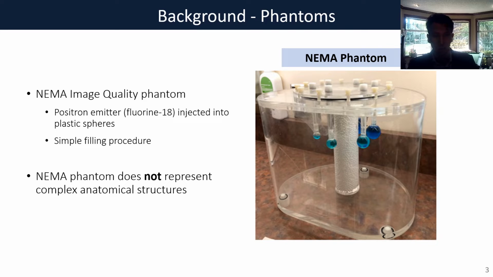For instance, the NCMO image quality phantom, shown on the right, simulates lesions by injecting fluorine-18 into plastic spheres. Now this provides a really simple filling procedure, but it does not represent the complex anatomical structures that are frequently observed in patients.